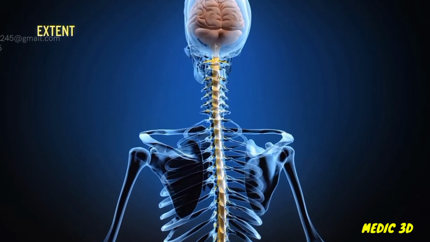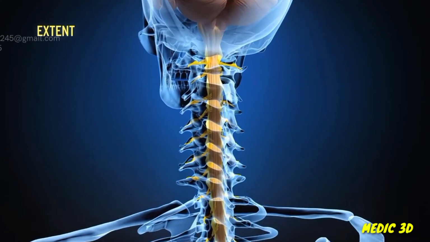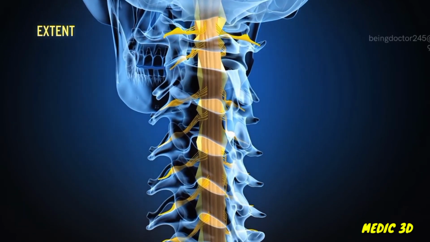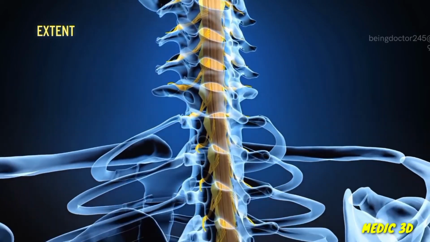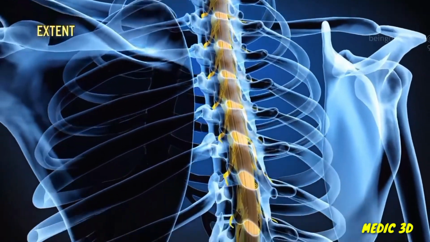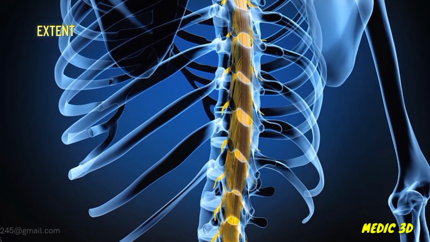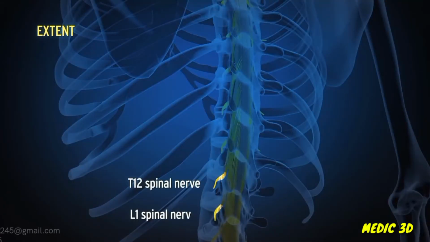Extent. The ligamenta denticulata extends from the level of foramen magnum to the level between T12 and L1 spinal nerves.